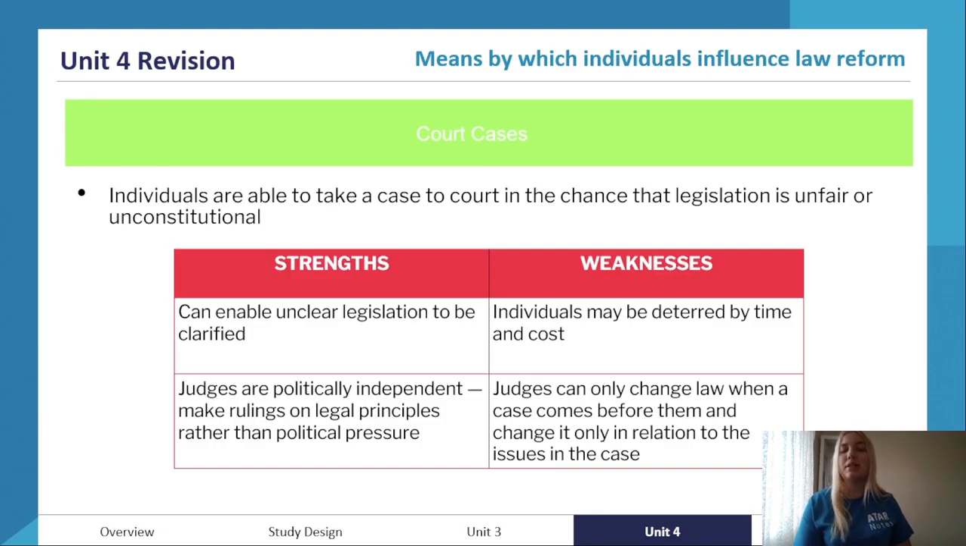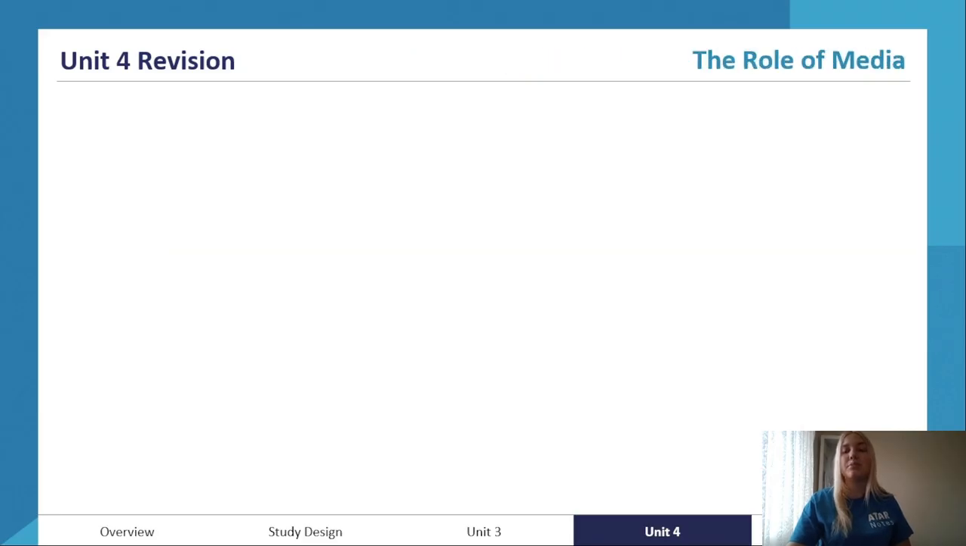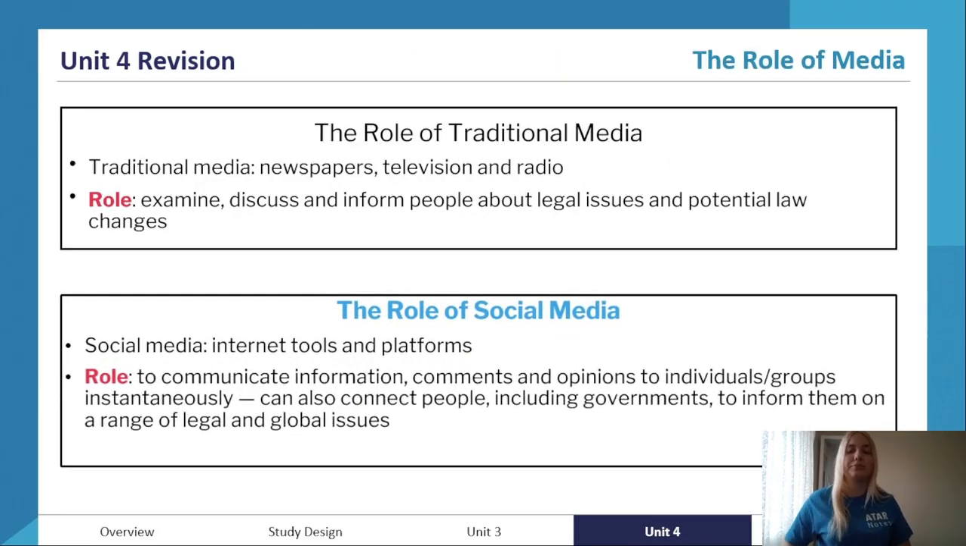Judges are independent, so they make rulings on legal principles rather than political pressure, and therefore, court cases are more likely to influence some kind of law reform. However, individuals might be deterred by time and costs or may not have standing, and judges are only reactive, so only if a relevant case comes before them can they change the law.